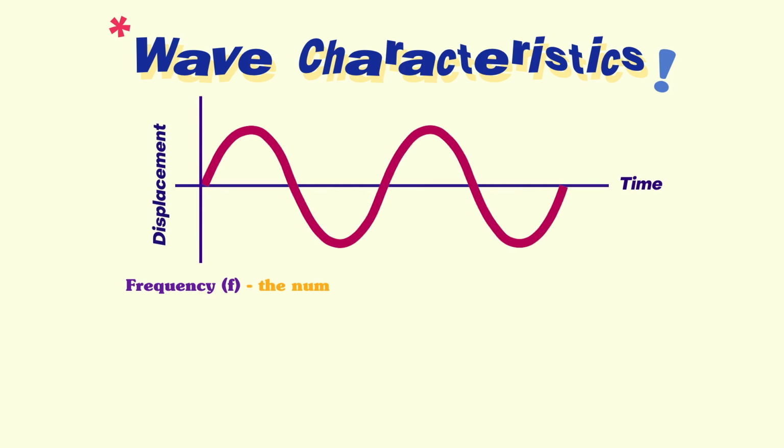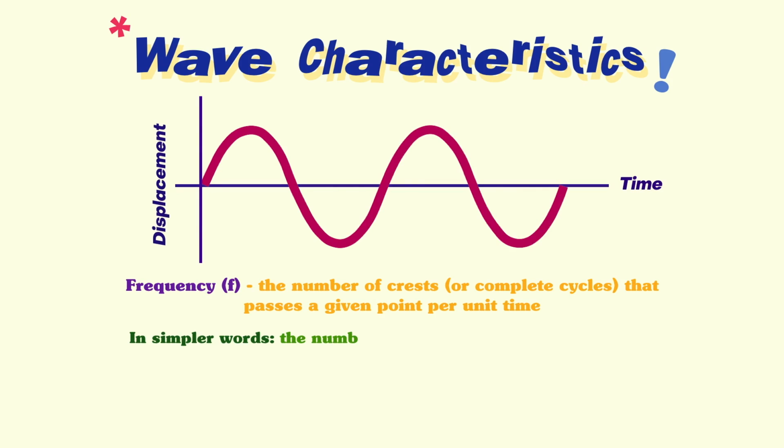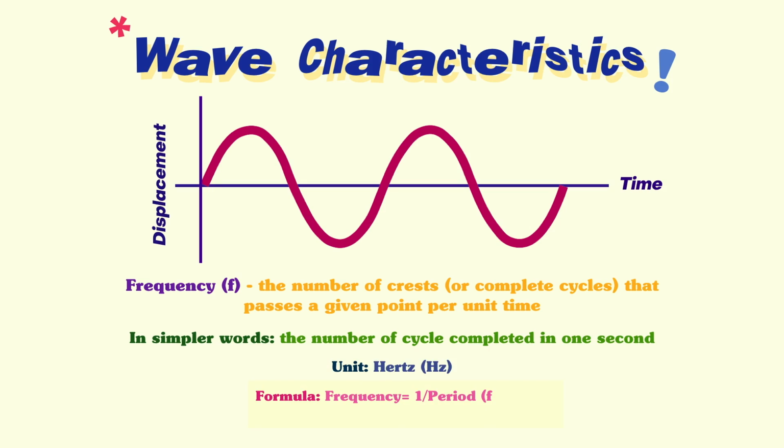The frequency, represented by a small f, is the number of crests or complete cycles that pass a given point per unit time. In simpler words, the number of cycles completed in 1 second. The unit for frequency is called hertz. The formula of the frequency is equal to 1 divided by the period, or 1 hertz equals 1 cycle per second.